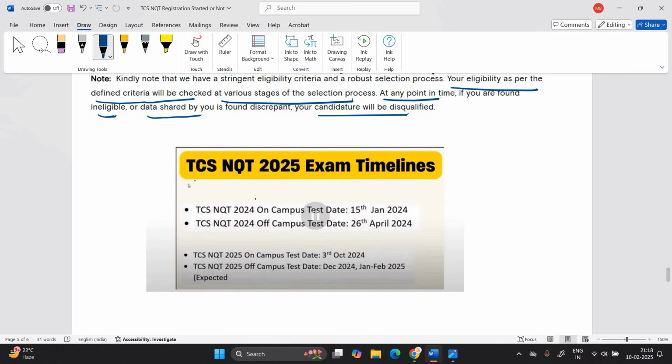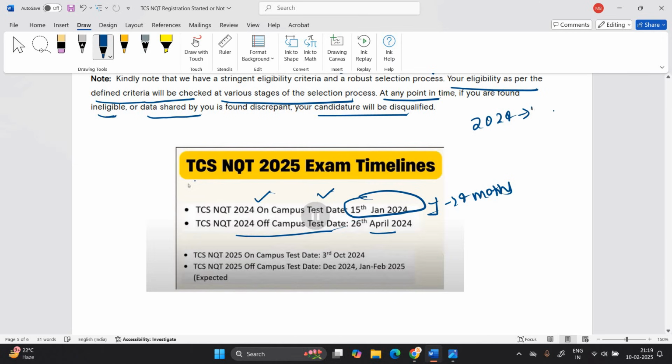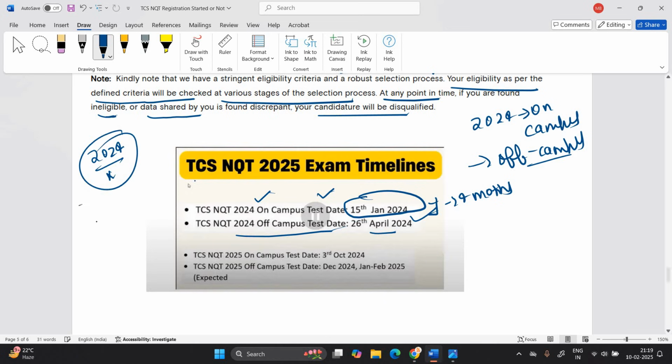First of all, guys, this is the TCS NQT 24 on-campus test date. It is on 15th January and the off-campus test date is April. So January, February, March and April, just in 4 months. But many of the 2024 batch candidates appeared for the on-campus opportunity, and they also applied for the off-campus opportunity through off-campus hiring. So previously in 24, they did not consider any cooling period. But guys, it is not confirmed. It will totally depend on the TCS team whether they will consider the cooling period or not, because it totally depends on them, okay.